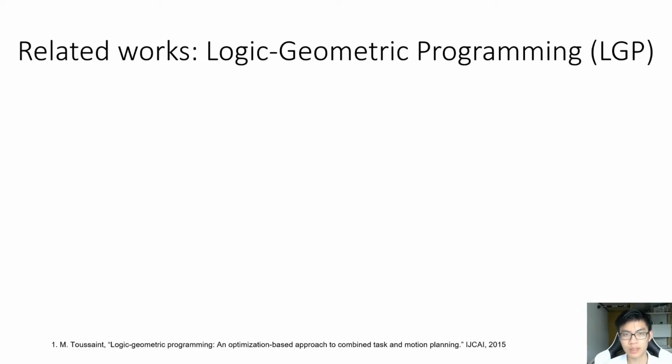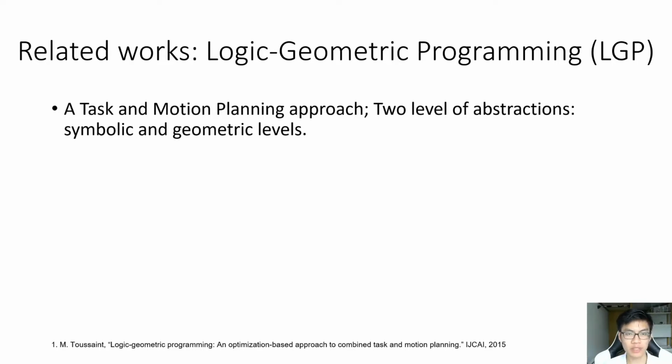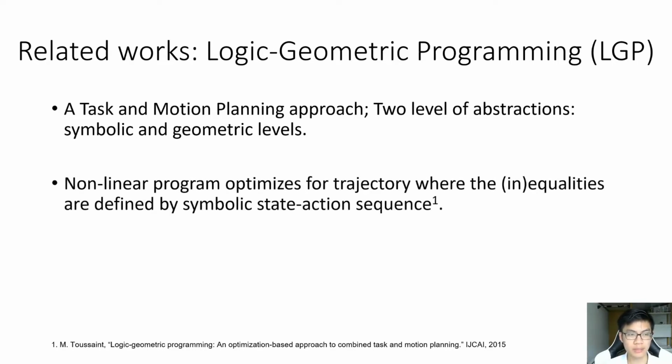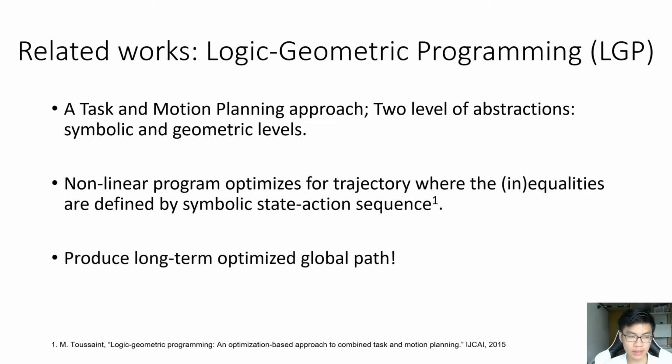conditions. Our robot blending is built upon the logic geometric programming approach. It is a task and motion blending approach. In particular, it is a nonlinear program optimizing the robot trajectory, where the inequality and equality constraints are defined by the symbolic state action sequence at the symbolic domain. So this method has the ability to produce long-term optimized local paths while satisfying the constraints defined for the robot scrapping or collision avoidance.